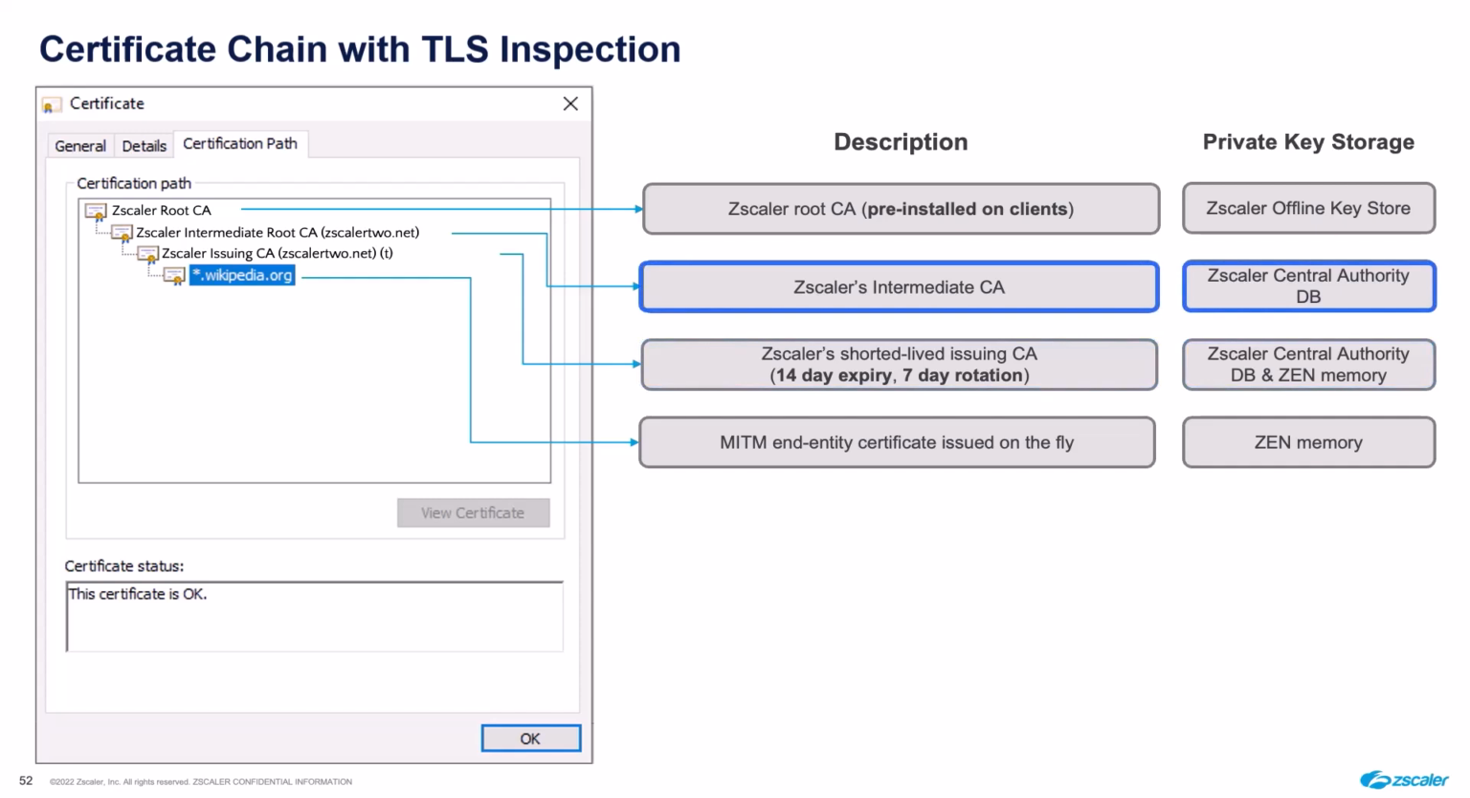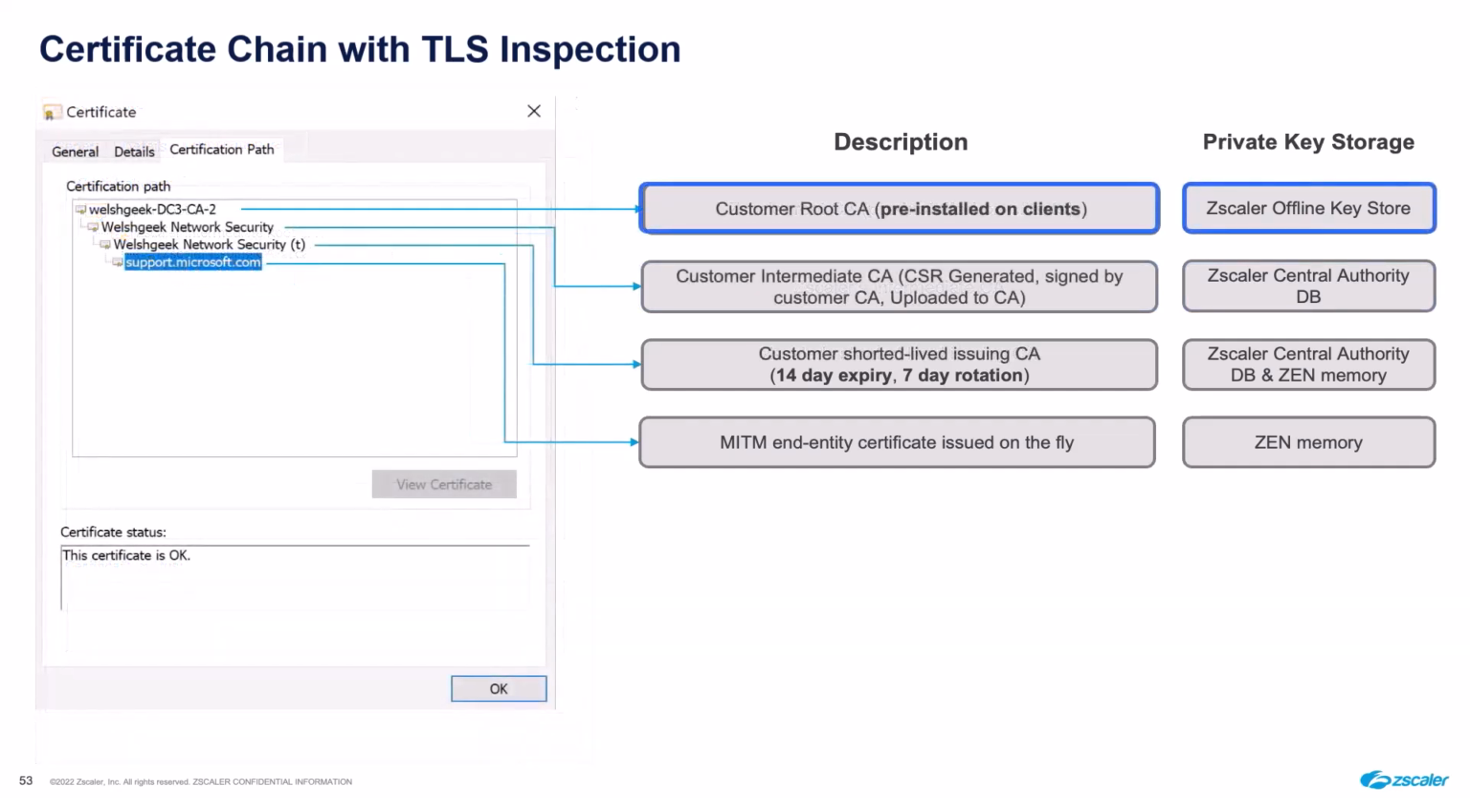And then there's the Zscaler Intermediate Certificate Authority that issues that certificate. That's only ever held in the Zscaler Central Authority. And then the Zscaler Root CA, which is held offline and the private key is never exposed anywhere.